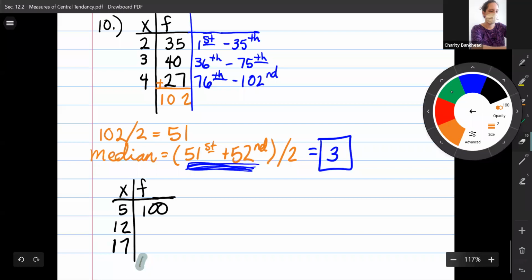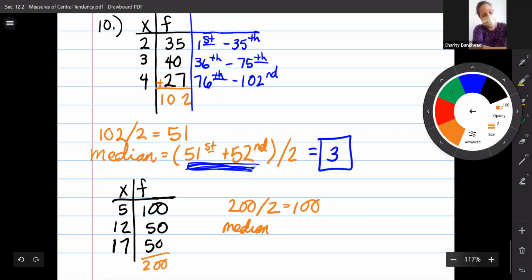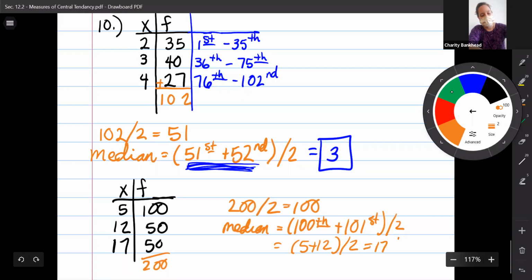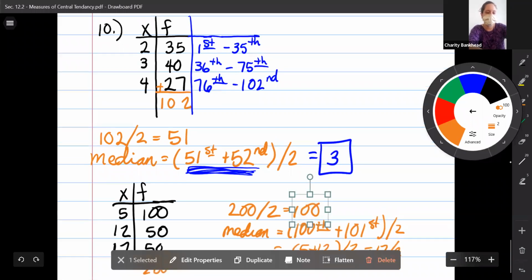Let's do that. What if you had 50 and 50? So then you've got 200. So 200 divided by 2 equals 100. So my median equals the 100th item plus the 101st item, divided by 2. So your 100th item is 5, and your next item is 12. So you would do 5 plus 12 divided by 2. 17 divided by 2, which is 8.5.